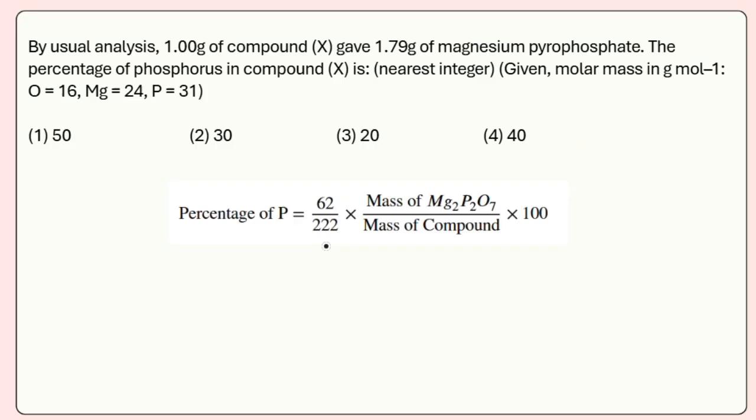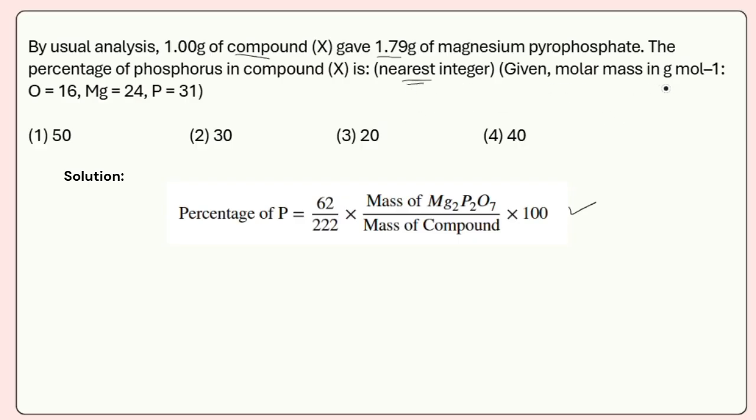The next question is from the Basic Concepts of Organic Chemistry, class 11 chapter. You should not miss out any marks from this particular topic. It's quite easy. You just have to substitute the values given in the equation I have written here and then you will get the right answer. The question is, by usual analysis, 1 gram of organic compound gives 1.79 gram of magnesium pyrophosphate. The percentage of phosphorus in the compound is, so always choose the nearest integer.